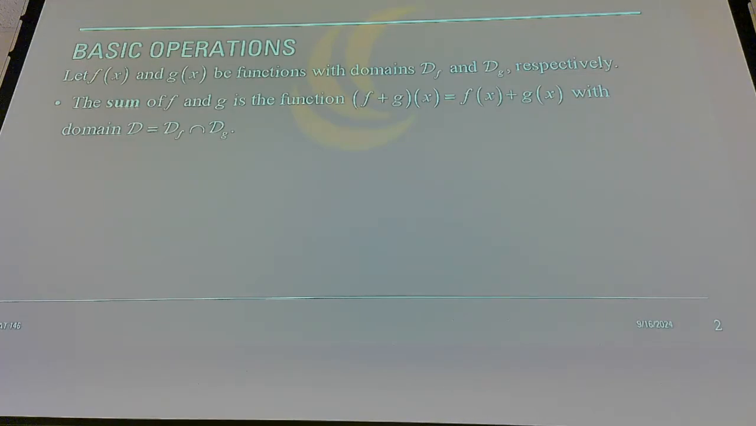Sum of functions, you can add two functions together, create a new function, call it f plus g. It's just f of x plus g of x. And its domain is the intersection of the two domains. Which, if you think about it, makes sense. You can't add an undefined term. Right? So both functions have to be defined simultaneously. That's what the intersection says.